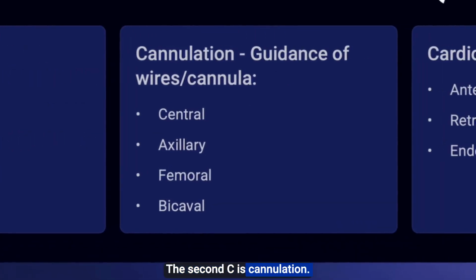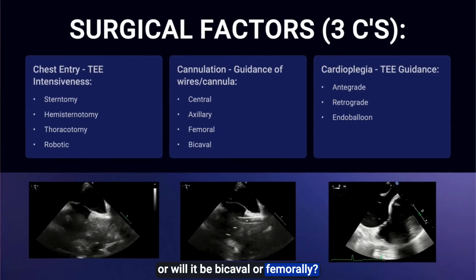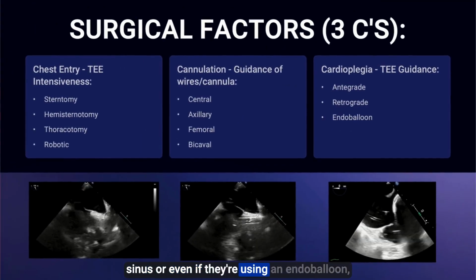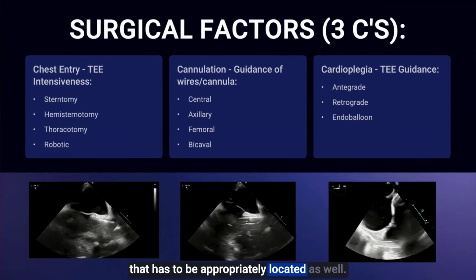The second C is cannulation. Is the surgeon cannulating centrally or will it be bicaval, femorally? The last of which is the cardioplegia administration strategies. If retrograde has to be guided into that coronary sinus, or even if they're using an endo balloon, that has to be appropriately located as well.